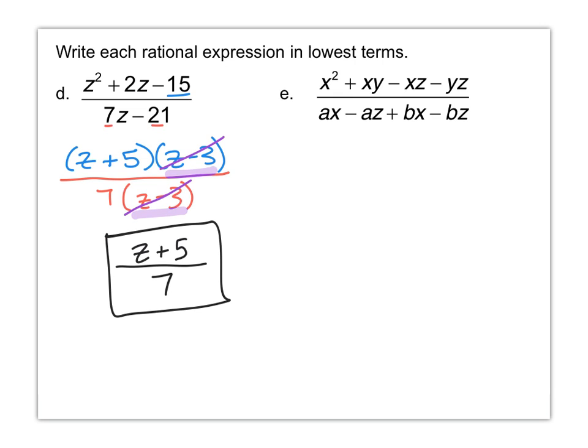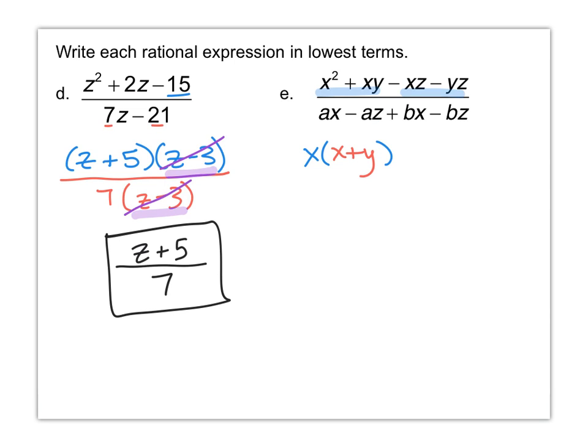Now let's look at part E. We have a polynomial in the numerator that has 4 terms and a polynomial in the denominator that has 4 terms. So the factoring by grouping method is a good approach. Let's look at the numerator to begin with. The greatest common factor of x squared plus xy is x. So if you factor out an x from the first 2 terms in the numerator, dividing out that x, you get x plus y.